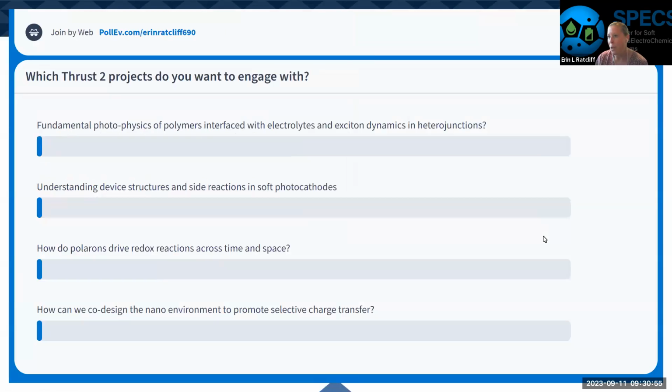Okay, so with that, I wanted to take a pause again and just ask you, which of these projects would you like to engage with, just so that we can get an idea of where the distribution is across the center?